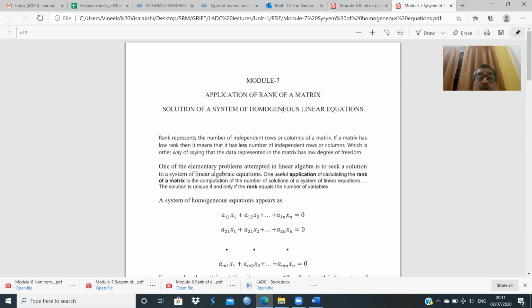One of the elementary problems that we attempt in linear algebra is to seek solutions of systems of linear algebraic equations. Now, this is one of the fundamental problems in linear algebra, which has wide applications. But even though the problem may look very elementary, when we work with large systems of data, hand calculations will definitely have to be replaced with machine-based learning techniques.